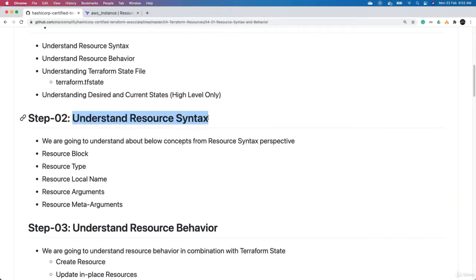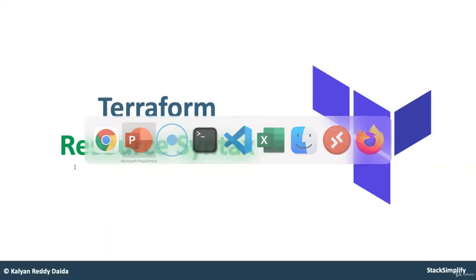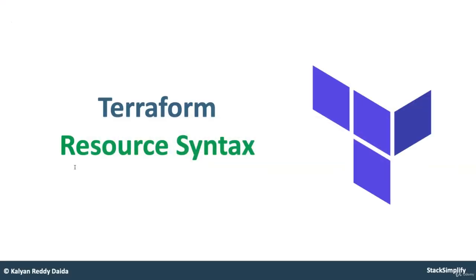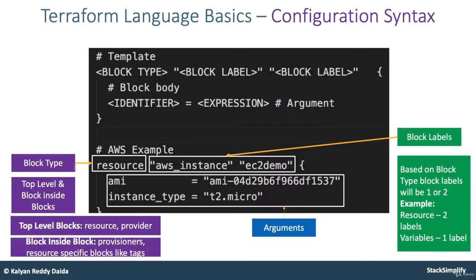In the Terraform language basics section, we have understood the resource block and resource type on a very high level. So now we are going to understand a little bit more about those things, and also about the resource type and the block labels, how we are going to define them inside the resources. So let's go to our presentation now, and we are going to look into Terraform resource syntax.